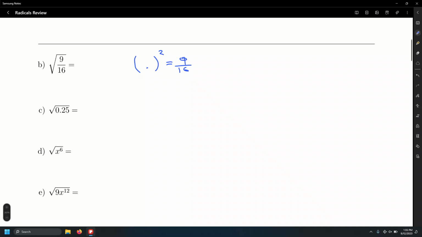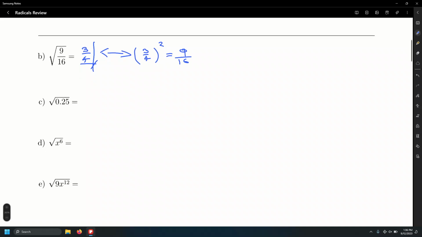3 over 4, all right? So this will be 3 over 4, because 3 over 4 quantity squared equals 9 over 16. Oh, careful with the decimals, because the decimals can become a nightmare at times. Well, how do we deal with these decimals?